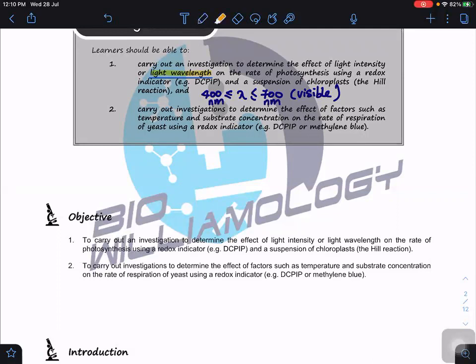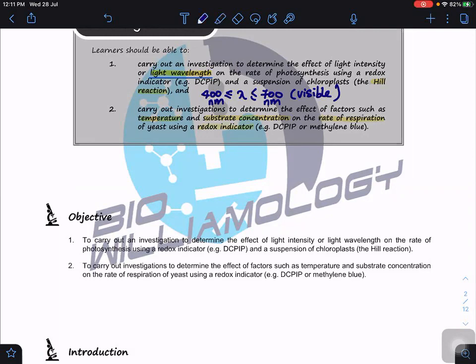So we look at photosynthesis. These reactions are actually the Hill reaction. In the textbook, you can see that we have this Hill reaction that I haven't covered yet, but I'm going to talk about it later. Then we can also carry out investigations to determine the effect of factors such as temperature, or it might be substrate concentration, on the rate of respiration of yeast using the redox indicator.